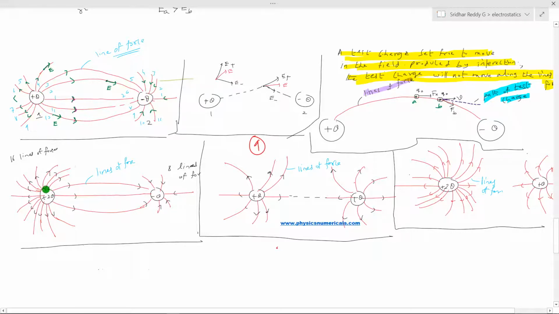Now, if I take plus 2Q, then here minus Q. How should I draw the interaction here? For 2Q charge, I'll assume 16 lines of force. Then for minus Q charge, I should assume 8 lines. Any reason for that? Because the number of lines of force is proportional to the magnitude of charge. For 2Q charge, 16 lines. For Q charge, it should be 8 lines.